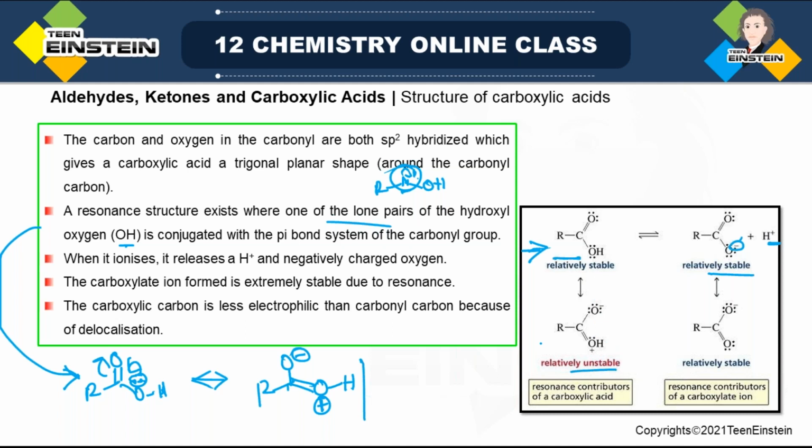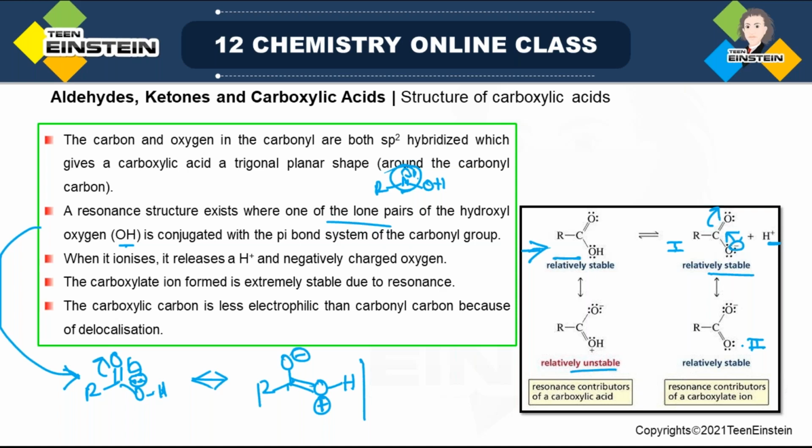Now when it is in ion form, the carboxylate ion, the resonance that you are getting, suppose this is structure 1, this is structure 2. Now look at structure 1 and structure 2. Both are actually alike, the same structure, right? And when in resonance we get the same structure, the stability is very high. So both are relatively stable.